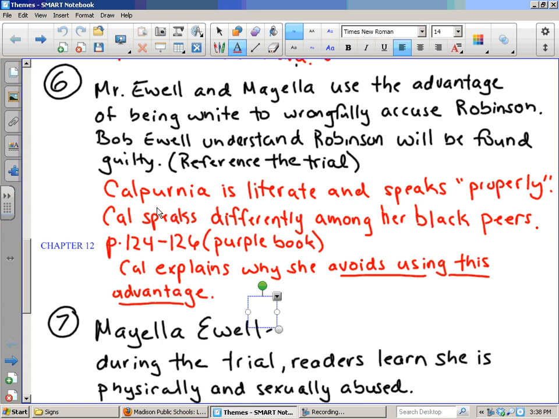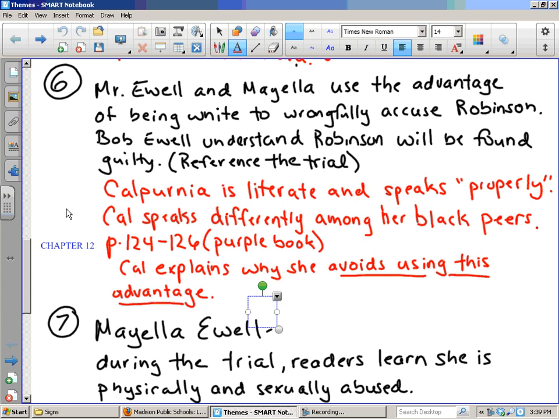Number 6 here: if you possess an unfair advantage over something, it's wrong to use it. Many students express the idea that the Ewells, Mr. Ewell and Mayella Ewell, are using their advantage of being white to wrongfully accuse Robinson. And they successfully use this advantage, but at a dire consequence to themselves and, of course, to Tom Robinson. You can reference the trial for this.